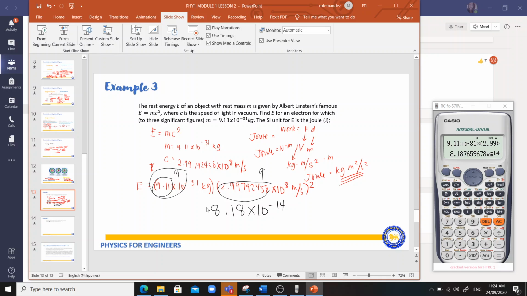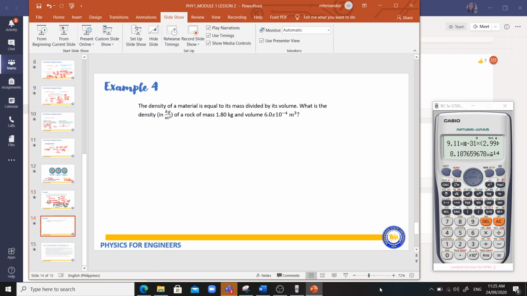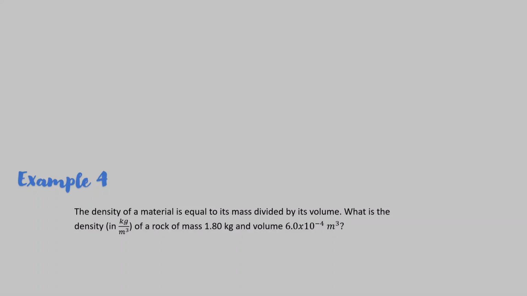So, ano yung unit natin, diba? Kilogram meter squared per second squared. So, ito ay equivalent din sa joule. Okay. So, ito na po yung final answer natin. So, next, let's proceed. Last example.